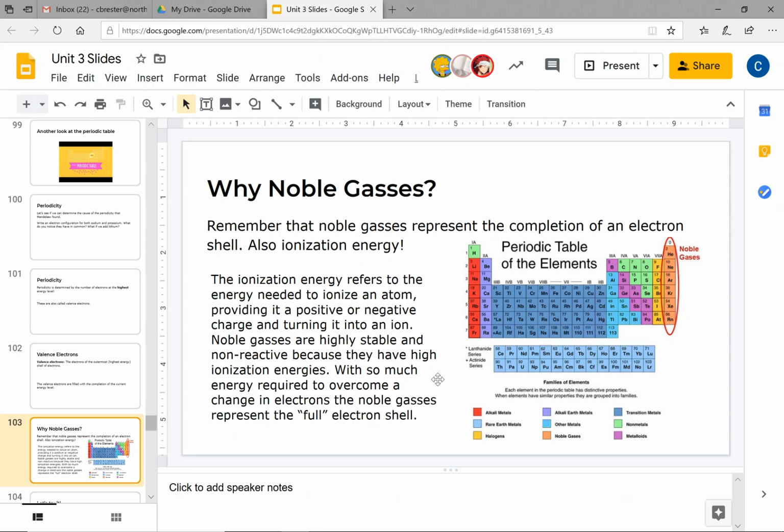Noble gases are stable gases and they're non-reactive because they have this high ionization energy. It requires so much energy to change the number of electrons that these elements are stable. So it's super, super hard to make them unstable. And thus, we say that they represent the full electron shell because these are the most stable elements that we have.